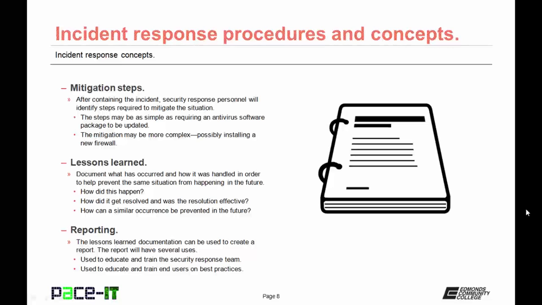Once the security incident has been resolved successfully, a lessons learned report needs to be created. This documents what has occurred and how it was handled in order to help prevent the same situation from happening in the future. The lessons learned report should contain how the security incident happened, how did it get resolved, and how effective was that resolution. It should also contain a section on how can a similar occurrence be prevented in the future.